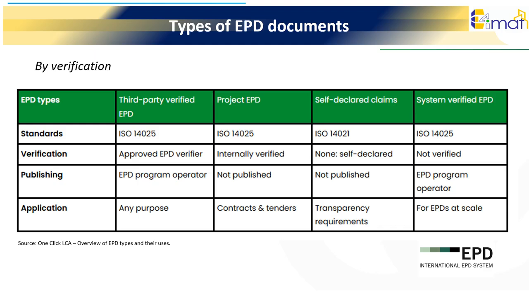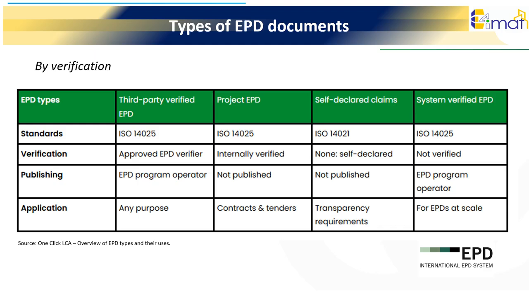Then, self-declared environmental claims. These are statements made by the company itself without third-party verification. They must be truthful, verifiable, and not misleading. Self-declared claims can be shared privately in reports, spreadsheets, or BIM plugins, supporting transparency in projects or tenders.